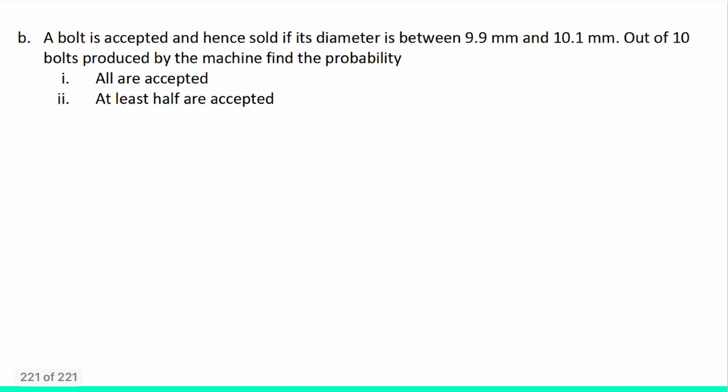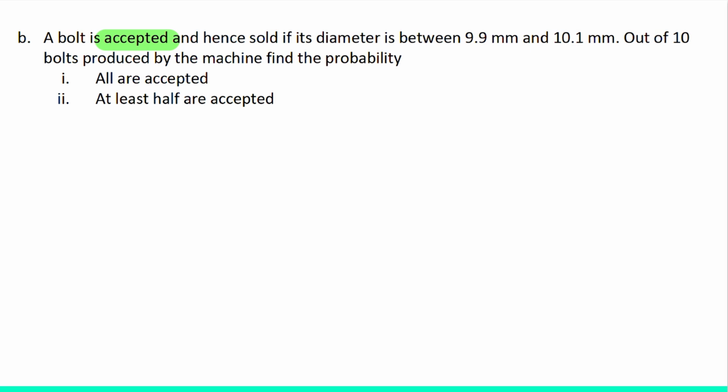Okay. Now, this is the part that's a little bit more exciting or different. A bolt is accepted and hence sold if its diameter is between 9.9 and 10.1. Out of 10 bolts produced by the machine, find the probability all are accepted and then at least half are accepted. The wording changes here because it's not about what is the diameter or how big is it. It tells us it's accepted if it's this, and then the other option is that it's not accepted. That's your two options here.